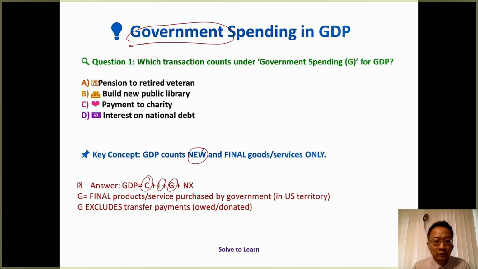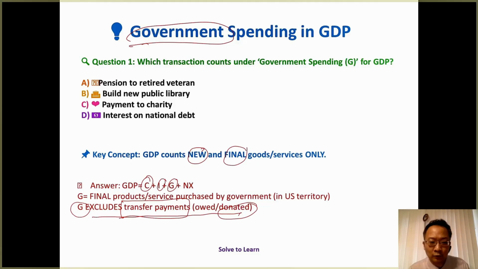GDP only considers new and final products, and services. Next, you need to pay special attention when it comes to government spending. It excludes all transfer payments. Basically, transfer payments refer to money the government owes to others, or, for example, money given for scholarships or donations. Essentially, this money is not used to purchase anything, nor does it fall under the category of new and final goods or services. So, you must be careful with transfer payments.